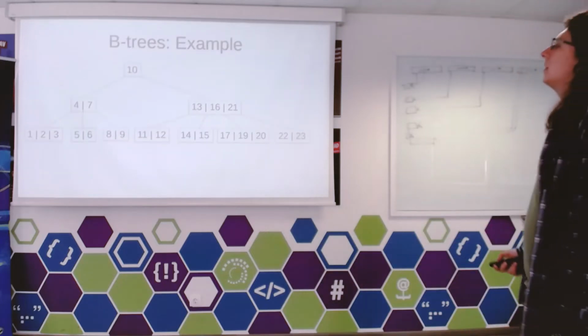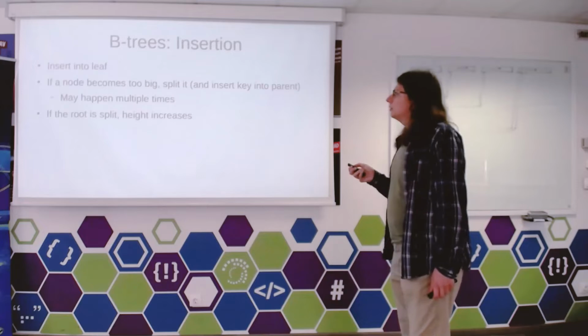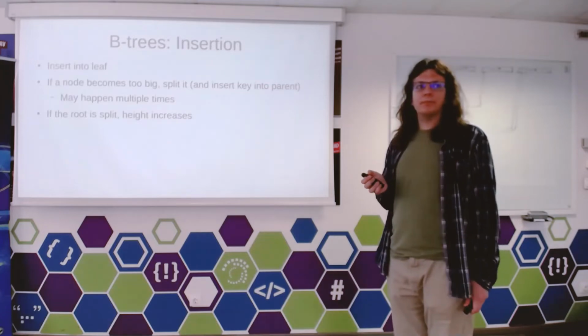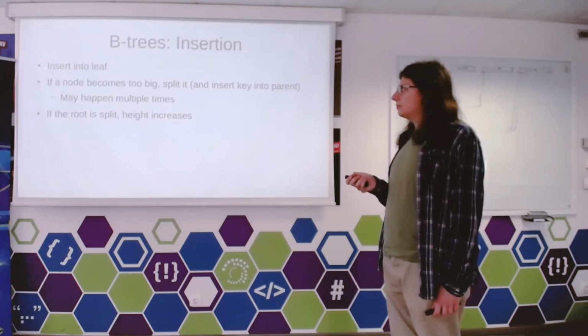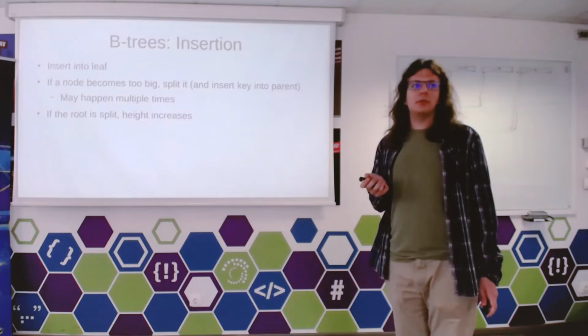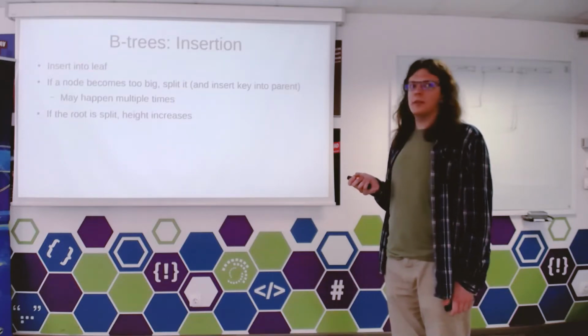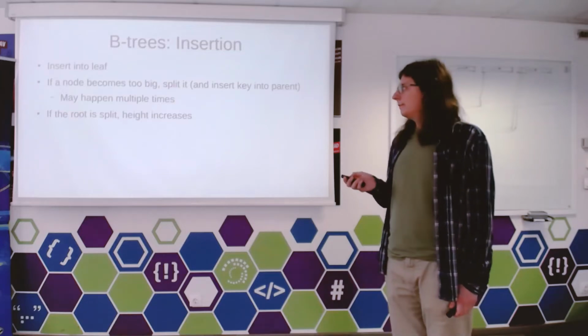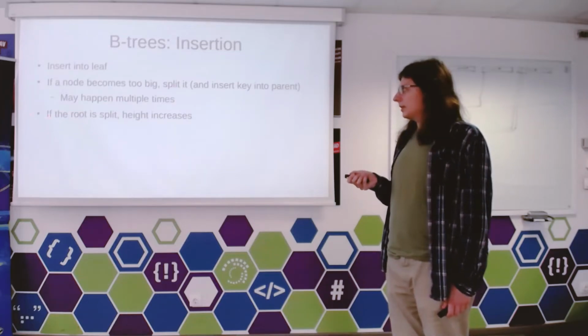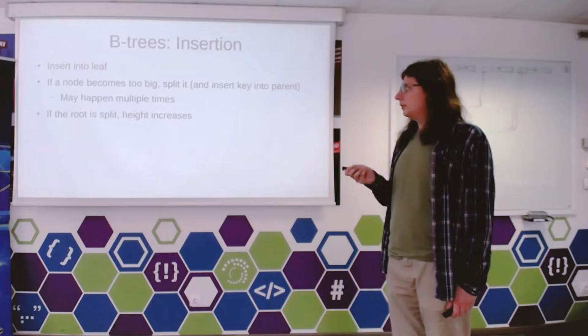So here I will show how we do a B-tree insertion. The way we do it is we first find where to insert a new element into a leaf, and then try to fix the tree invariant that nodes aren't too big. And in some cases, the height of the tree will increase.